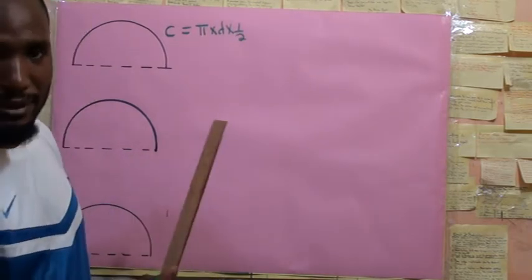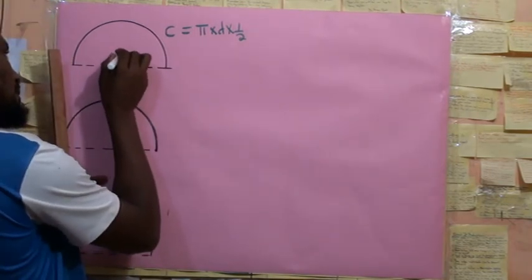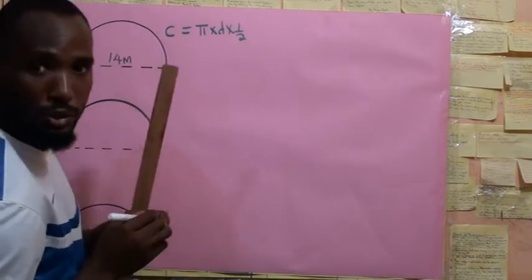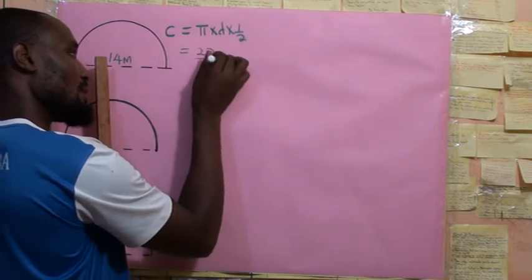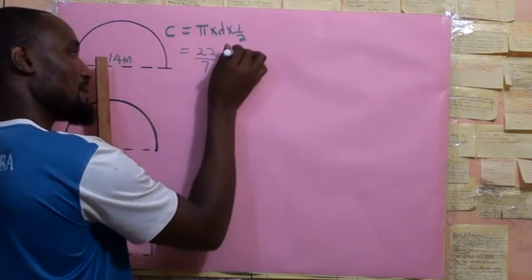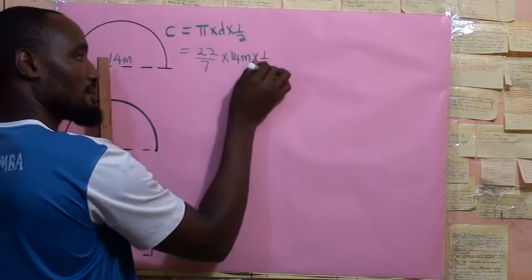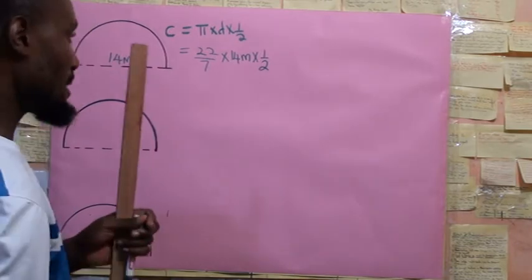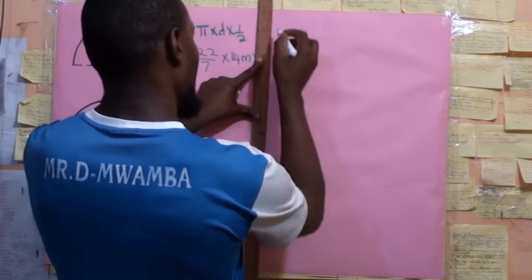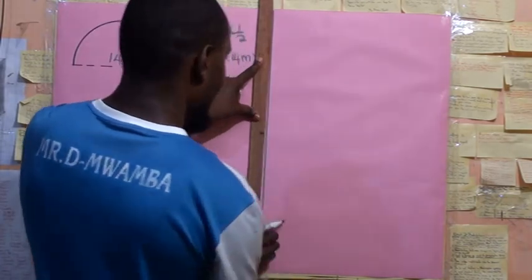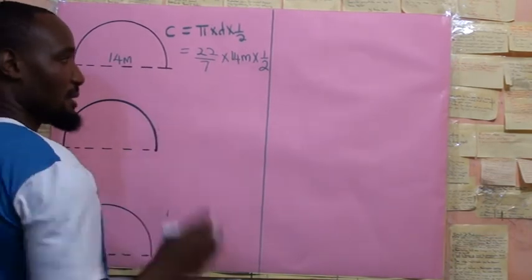Now, let's see. For instance, you have been given the diameter here to be 14 meters. How do you solve this? You say 22 over 7 times 14 meters times a half. Can you see that? Times a half. Then after that, we are going to solve or simplify 7 and 14.